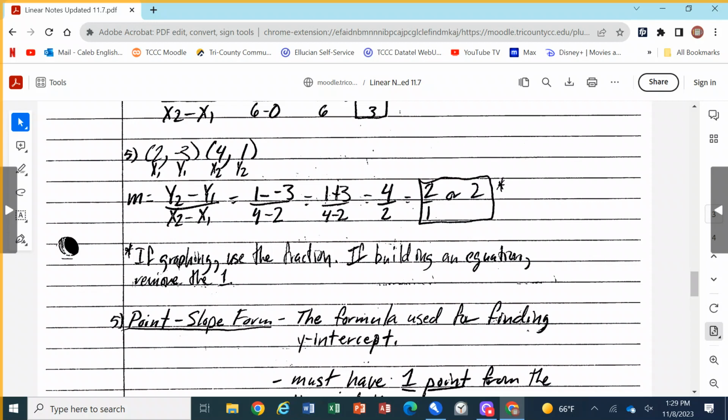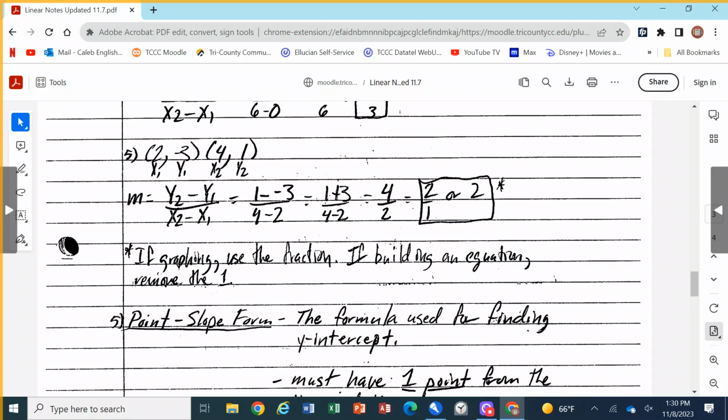And remember, it depends on the situation what type of form you would leave it in. If you're graphing it, like if you're finding it to graph it, I would leave it as a fraction. Or if you read a graph that said find the slope of this graph, leave it as a fraction. But if you're putting it into an equation, you'll want to simplify it down to just 2. Okay? Make sense? Any questions on that? Anybody need a minute?